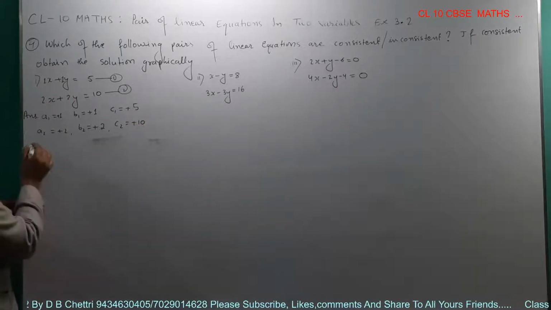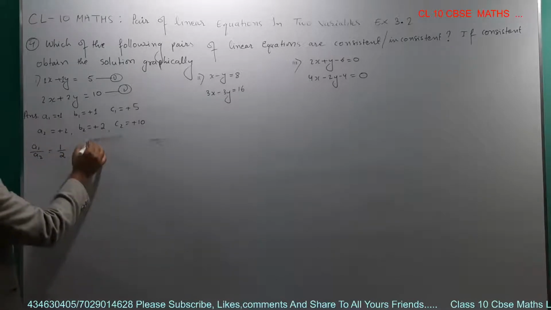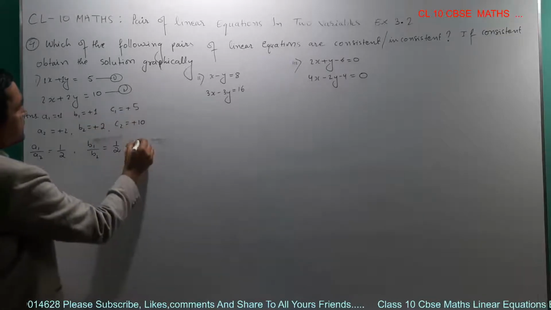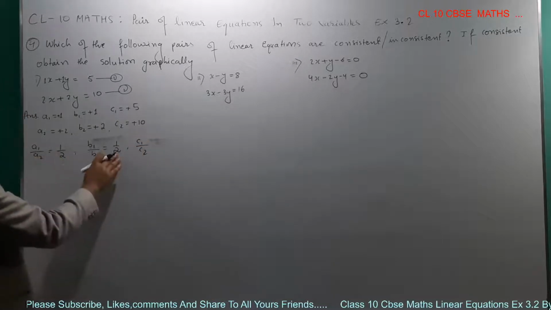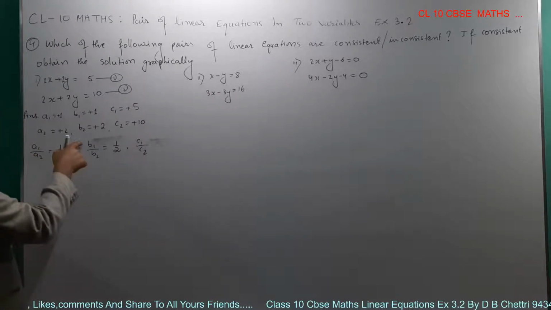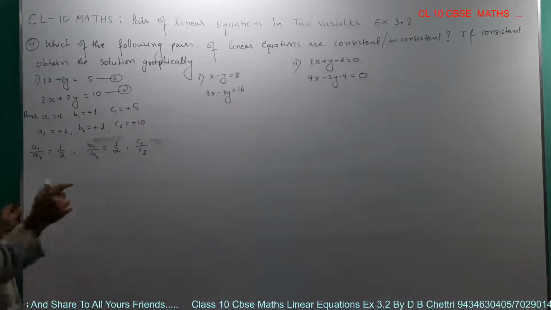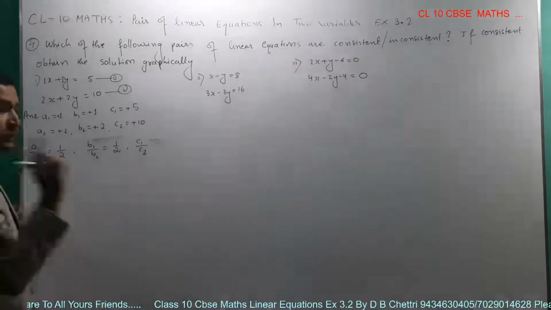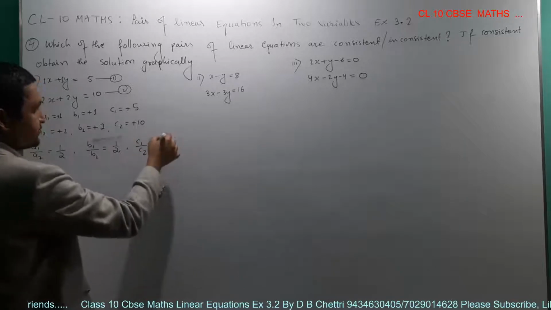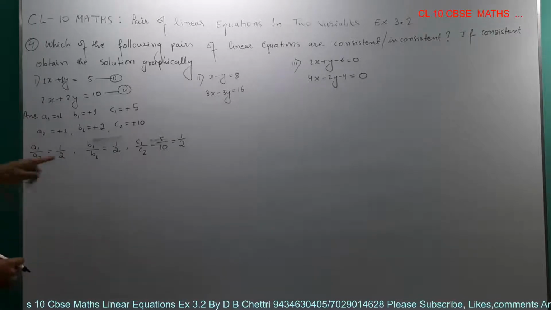Now get their ratios. A1 by A2 is 1 by 2, then B1 by B2 is 1 by 2, then C1 by C2. If these two ratios are same, then only find the third ratio. Because A1 by A2 we got 1 by 2, B1 by B2 1 by 2, that's why we find the third ratio C1 by C2. If these are not same, no need to find the third ratio. Now this is 5 by 10, then cancel it, 5 ones are 5, 5 twos are 10. Then all 3 ratios are same.